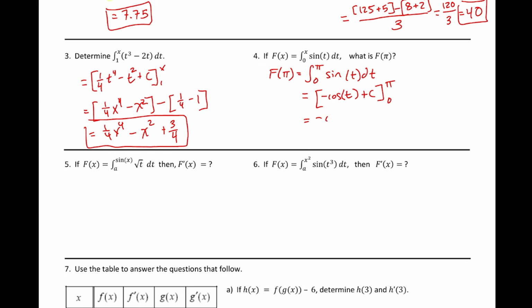So this will be negative cosine of pi minus negative cosine of 0.